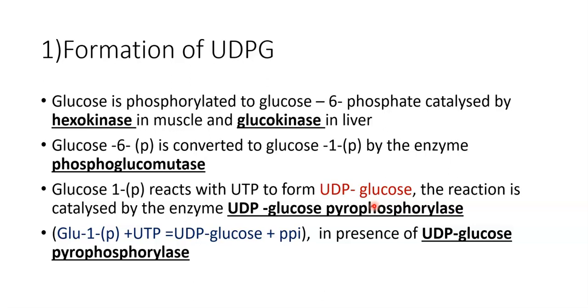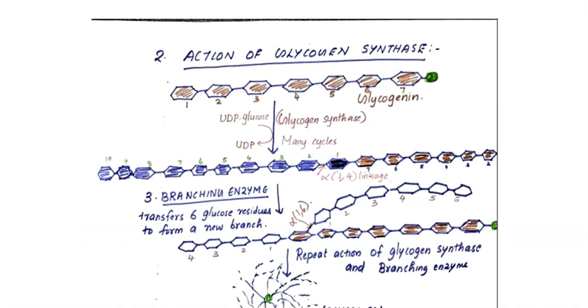UDP glucose is essential for the synthesis of glycogen. The reaction is catalyzed by the enzyme UDP glucose pyrophosphorylase. The name of the enzyme itself tells us it is used for the formation of UDP glucose and also the release of pyrophosphate. Okay, so the overall reaction can be written like this: glucose 1-phosphate plus UTP is equal to UDP glucose plus PPi in presence of UDP glucose pyrophosphorylase. Okay, that's about the formation of UDPG.